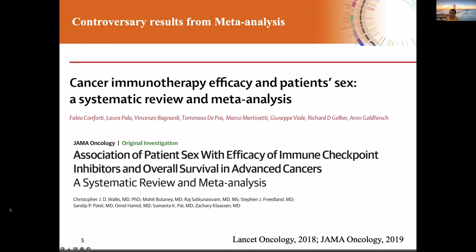Back in 2018, there were two papers, one published in Lancet Oncology and another in JAMA Oncology. The Lancet Oncology paper concluded that male patients benefit a little more than female patients from immunotherapy. A few months later, another paper published in JAMA Oncology, the one below, showed almost no difference between male and female patients. So this is kind of controversial. They both collected clinical trial data and did meta-analyses. The approach is quite similar, so why do they obtain such opposite conclusions?